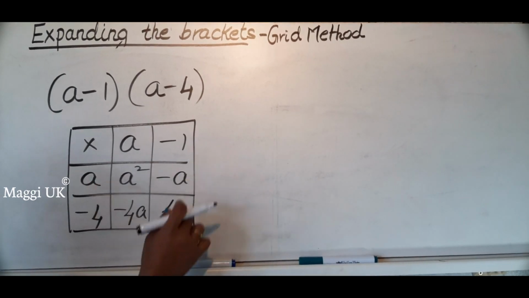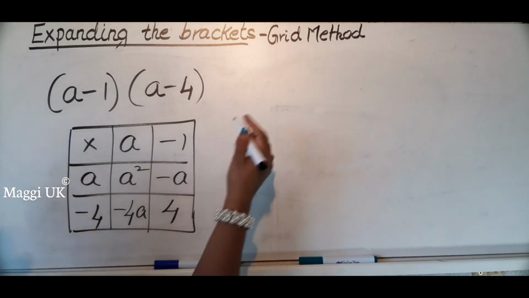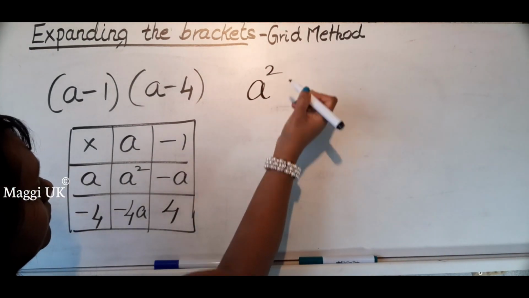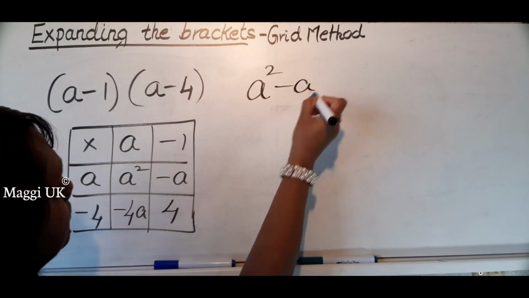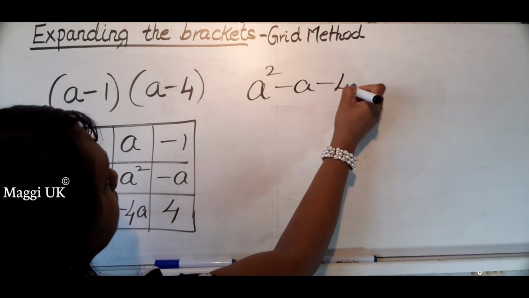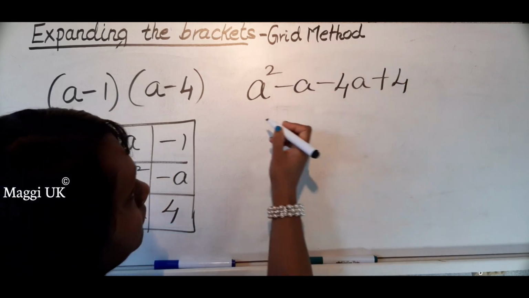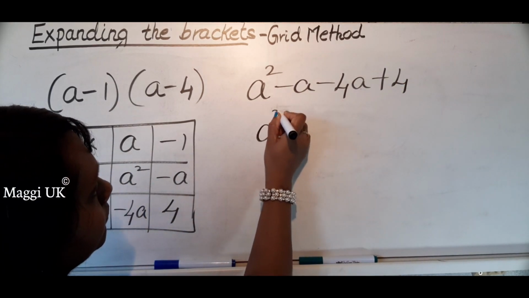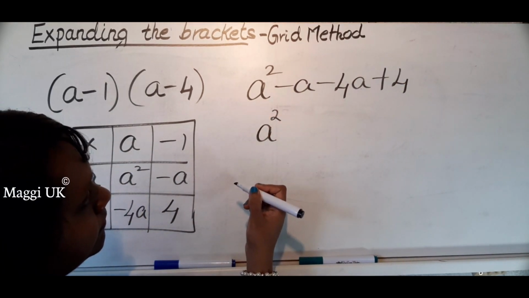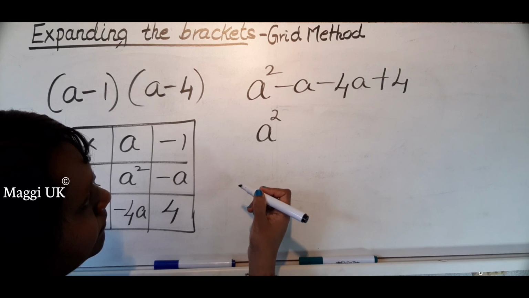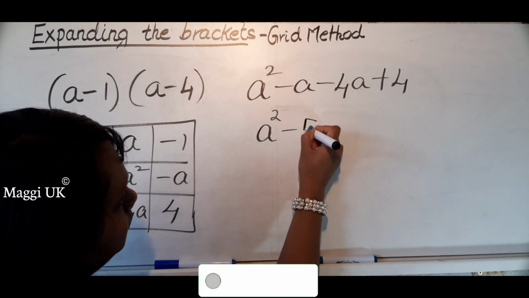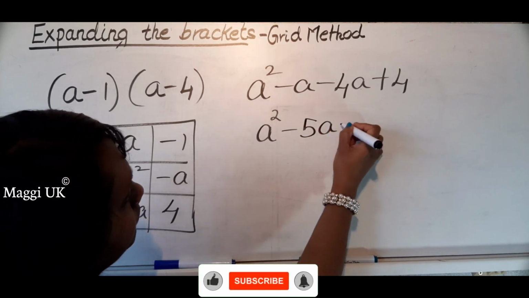Okay. So now we have to write down the answers. So it'll be A squared -A -4A +4. And you can simplify this further. So A squared, and then since there's both A terms, you could do -A -4A, which is -5A, and +4.